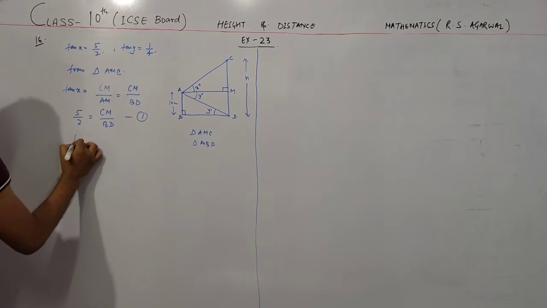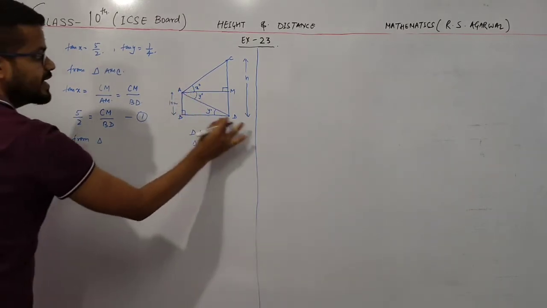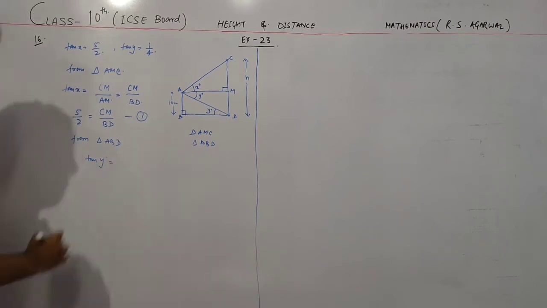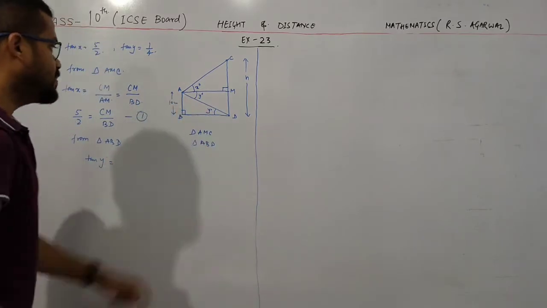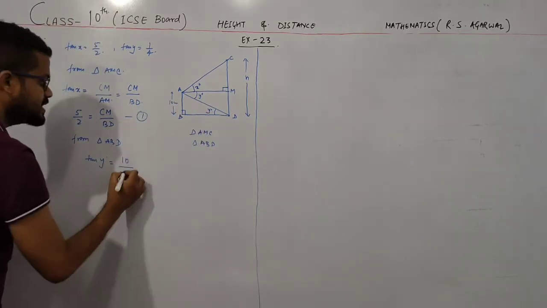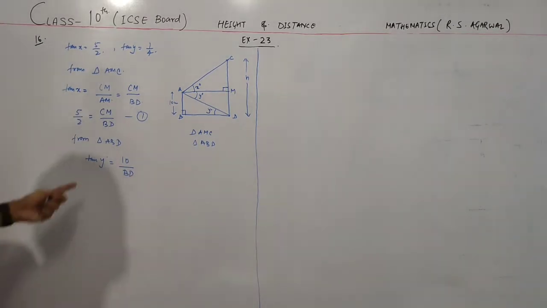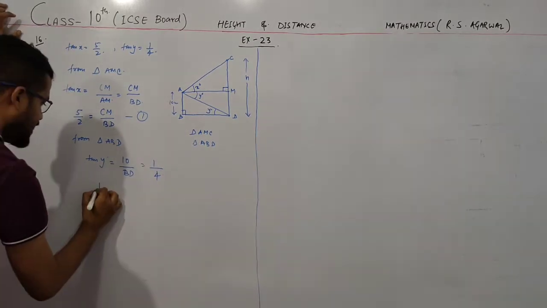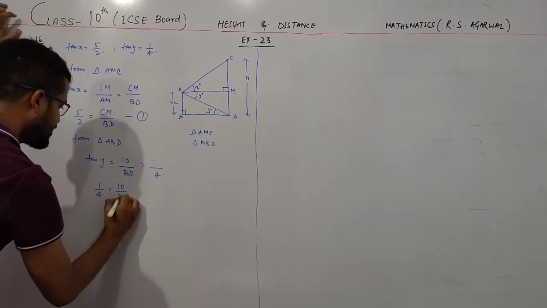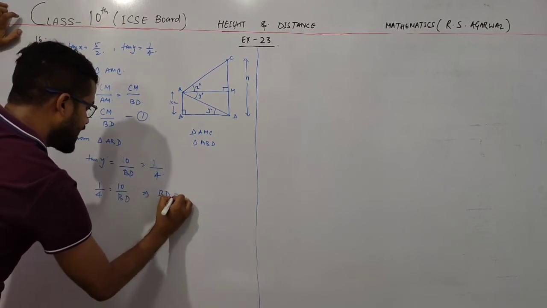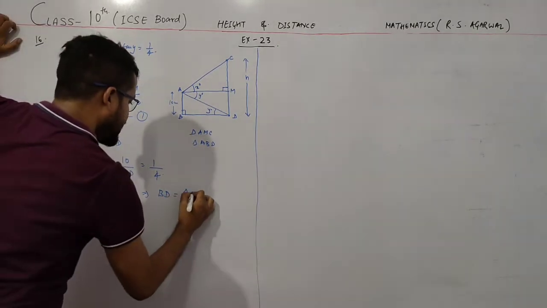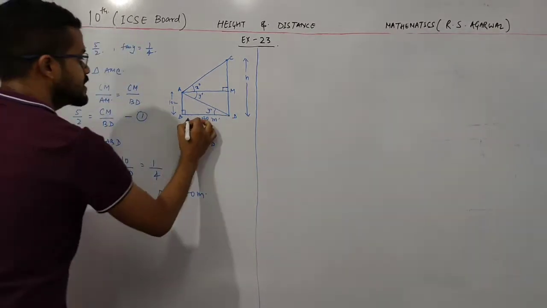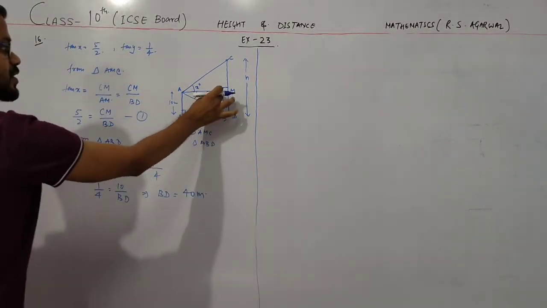Now from the second triangle, ABD, we again use tan y, which is perpendicular upon base. Here the perpendicular is 10 and the base is BD. In the question tan y is given as 1 by 4, so I write 1 by 4 is equal to 10 by BD. Then we can easily calculate the value of BD, which is 40 meter. If this is 40, this also will be 40.